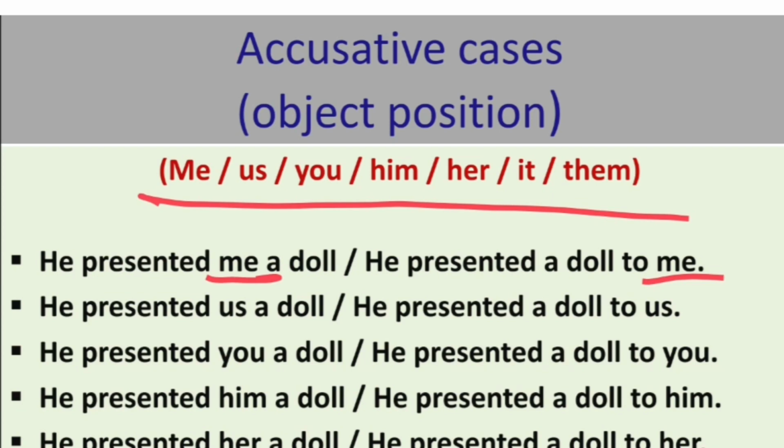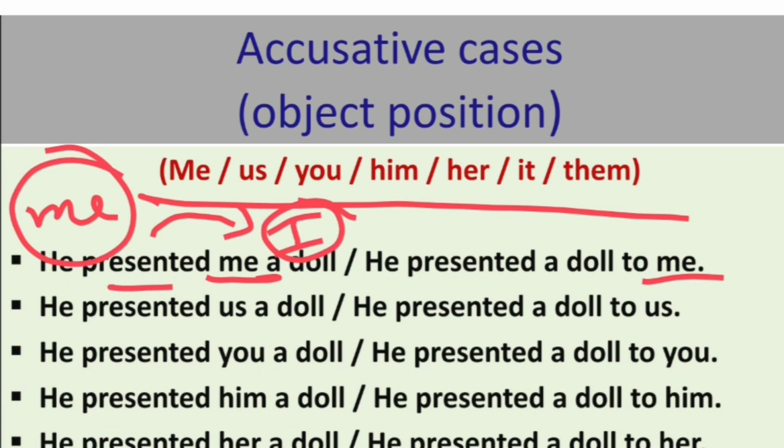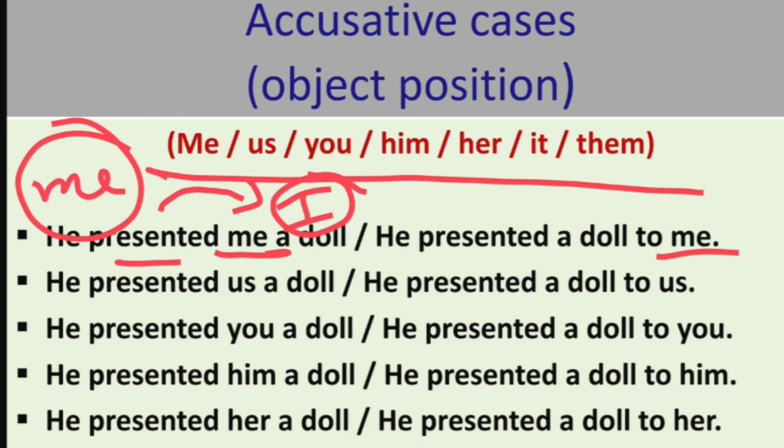He presented me a doll. So here presented is a verb. Me is used after a verb. Can I use "he presented I a doll"? Can I use I here? No, right? Because this is a nominative case. Nominative case cannot be used in the middle of the sentence. Can I use "me presented a doll"? No, this cannot be used in the subject position. So be very clear. Nominative cases cannot be used in the object position. Accusative cases cannot be used in the subject position.